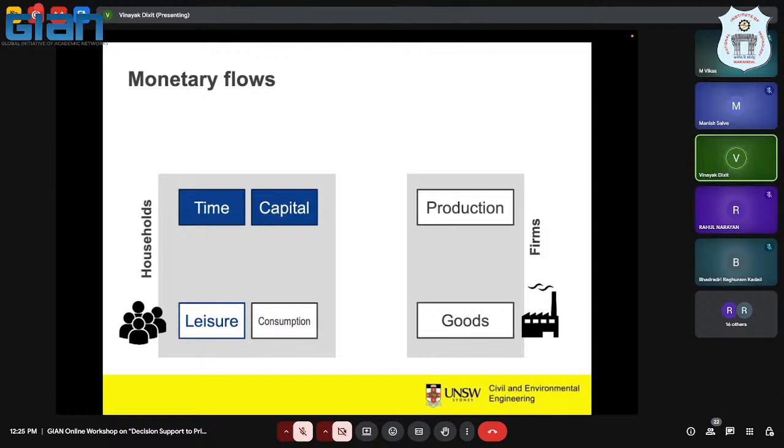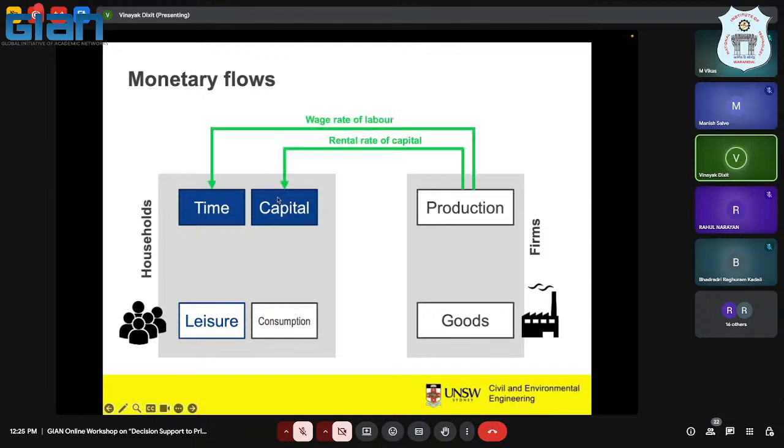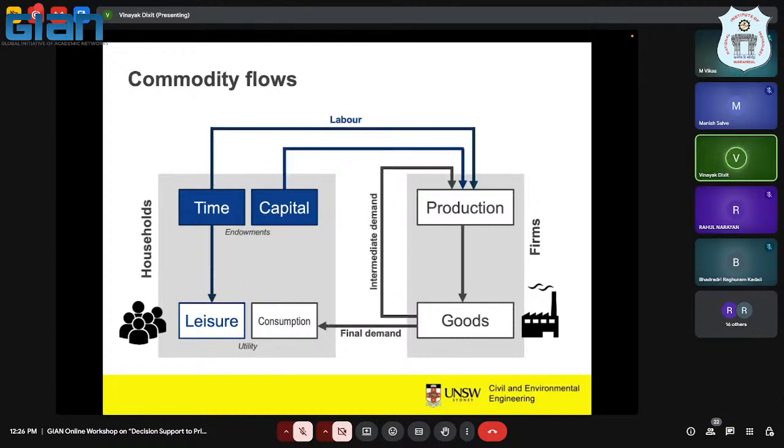Then you have monetary flows. The firms will pay for the capital; they'll pay a rental rate. They pay a wage rate to the labor. And income is equal to expenditure, which is basically from the consumption, which they are paying for the goods. And the production is paying for goods again. So this is telling you how the money flows. The money flows opposite to the goods, labor and capital.